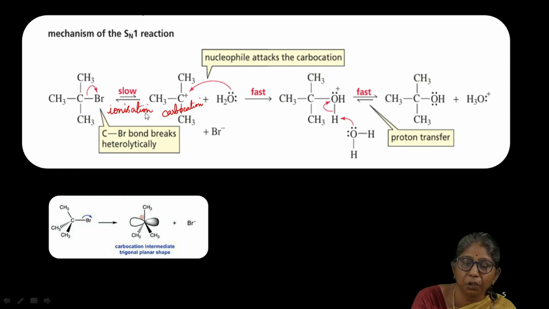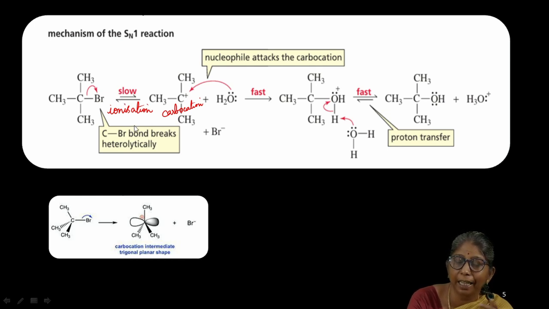And what is the first step? It is the ionization of the alkyl bromide: the carbon-bromine bond breaks heterolytically. A heterolytic cleavage takes place, the bromide is removed as Br minus ion, and we get a carbocation, a tertiary carbocation, which is highly stable. This is the slow step, the rate determining step, and that step is ionization.